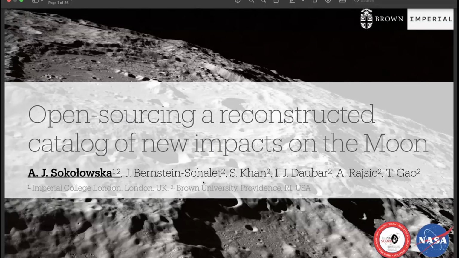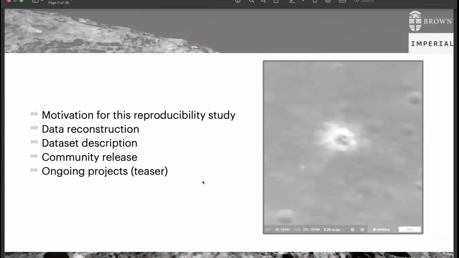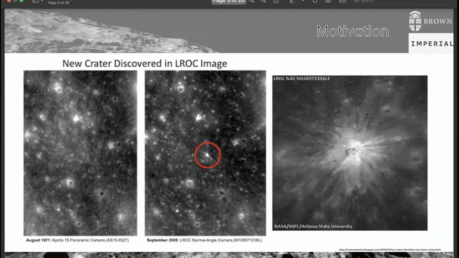So I will talk about the motivation behind this and the reproducibility study, and then describe how we reconstructed the data set, talk about what's been published and what we're actually doing with this data. So I'll just dive right in.